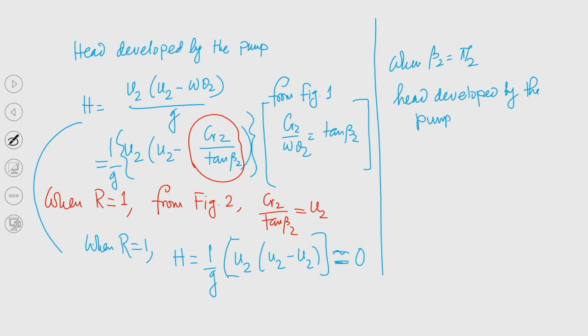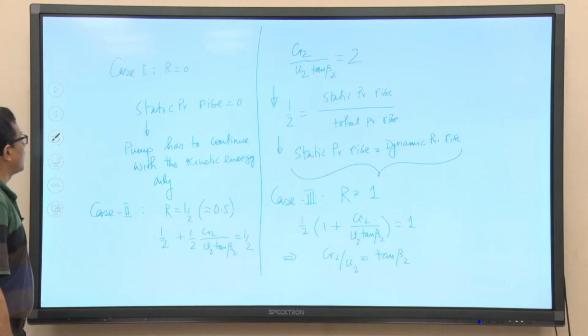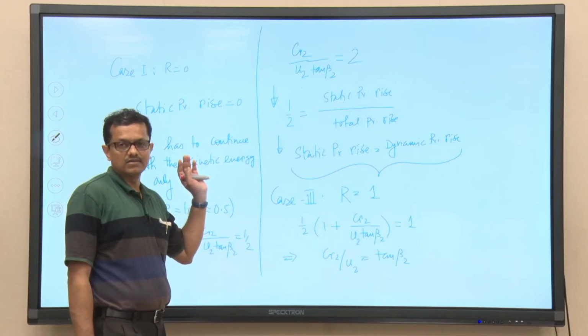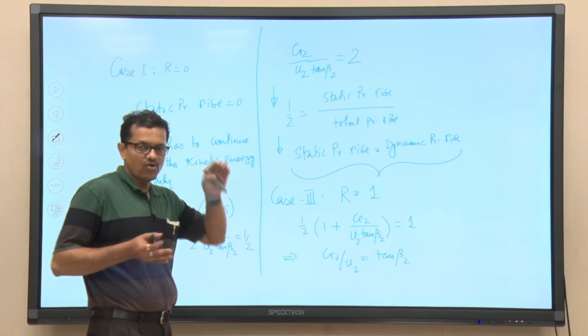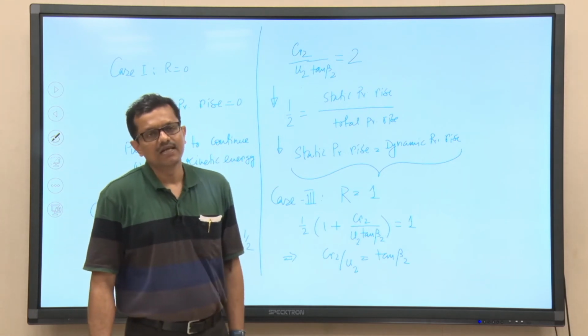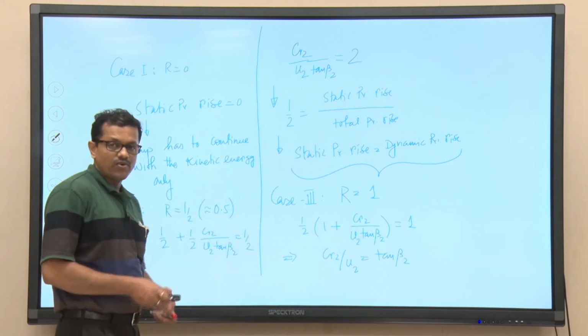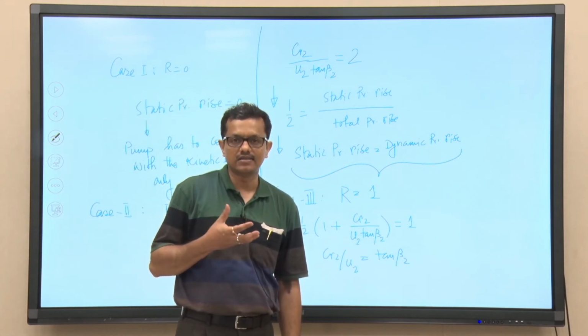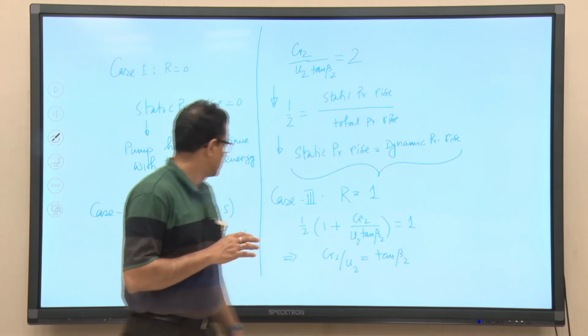So, we have seen 3 different cases today. What are those cases? First one is when R equal to 0, there is no static pressure rise, and the pump has to operate only on the dynamic pressure rise. So, if you would like to overcome static pressure, it may not be possible. So, whatever pressure we get will be in dynamic condition. So, only the kinetic energy, we will not get any static head.